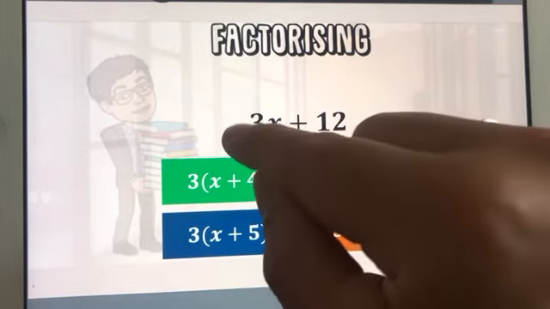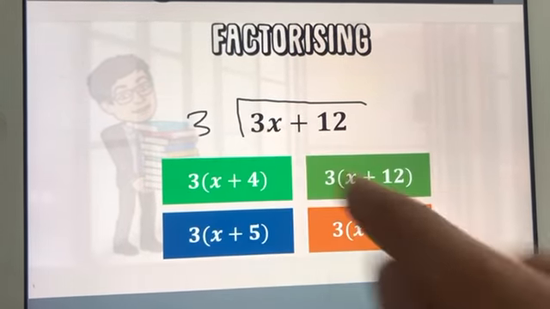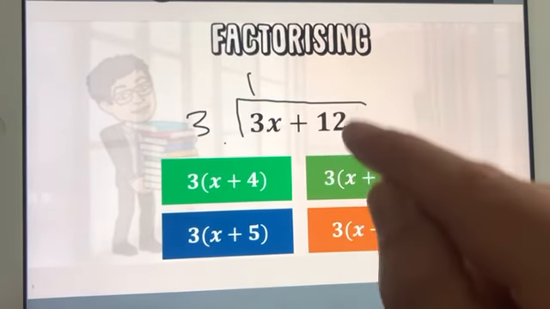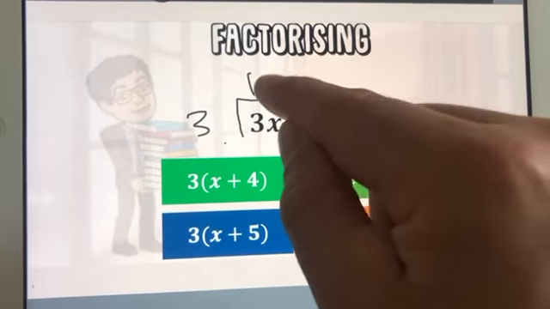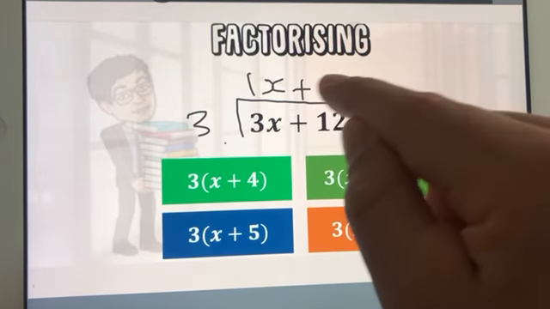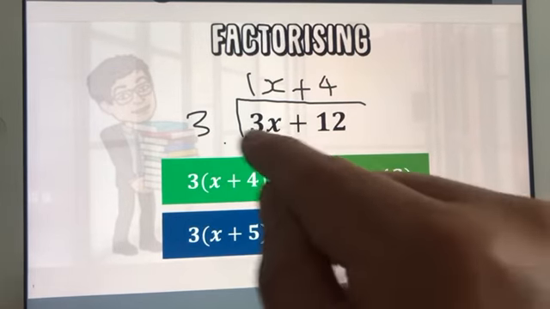Right, so the biggest thing that goes into 3x and 12 is just 3. We can't take a letter out because there's not a letter on both sides. 3 divided by 3 is 1. There's no x on the outside, so x just goes straight up. Plus goes in the middle. 12 divided by 3 is 4. So with 3 on the outside of the bracket and x plus 4 on the inside of the bracket, my answer looks like that.